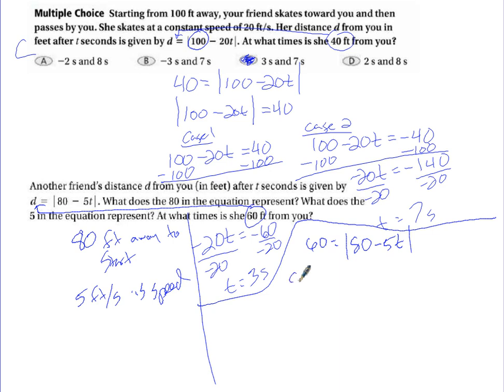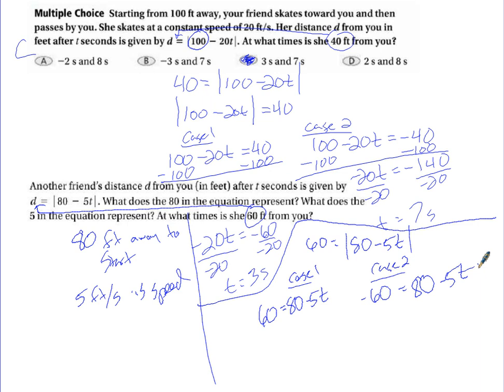So case 1 is what? 60 equals 80 minus 5t. And case 2 will be what? Good, negative 60. The answer changes sign, equals, and the absolute value stuff stays exactly the same, 80 minus 5t. There's your case 1 and case 2.